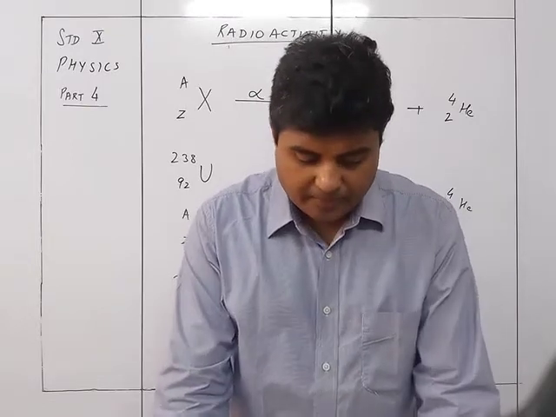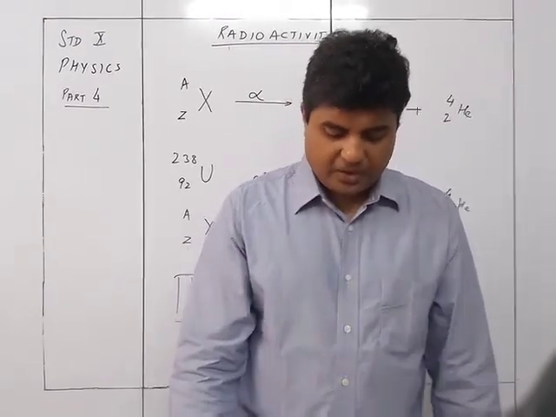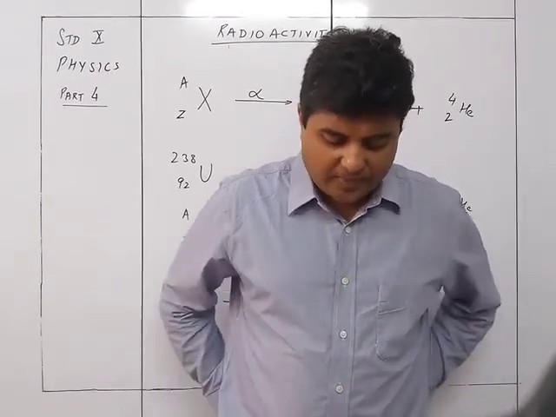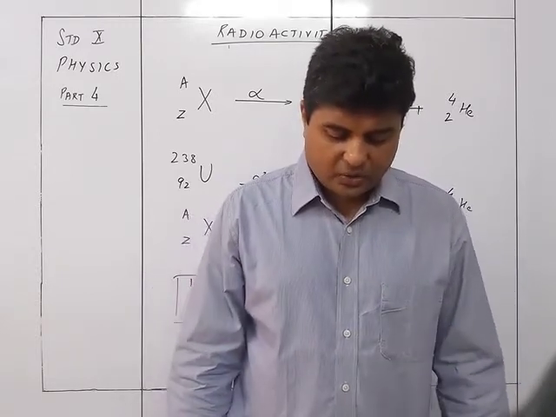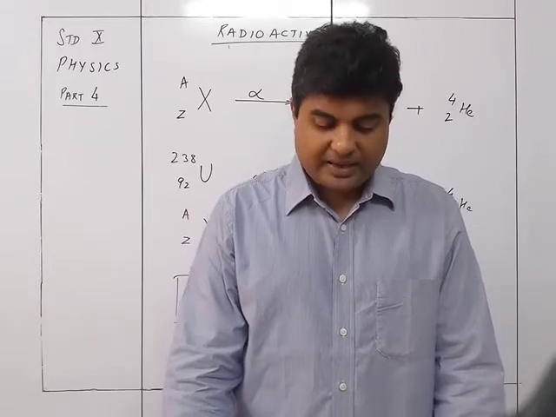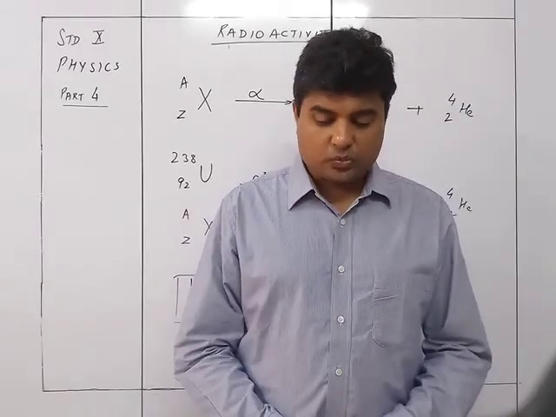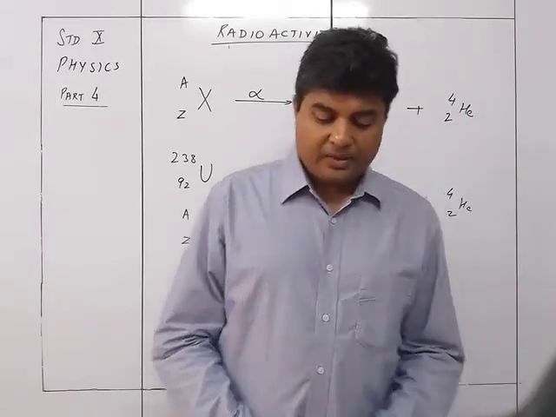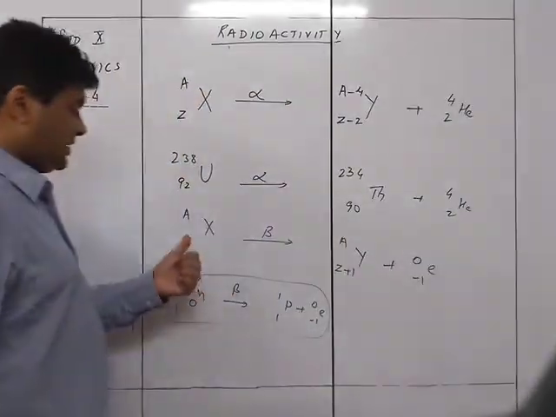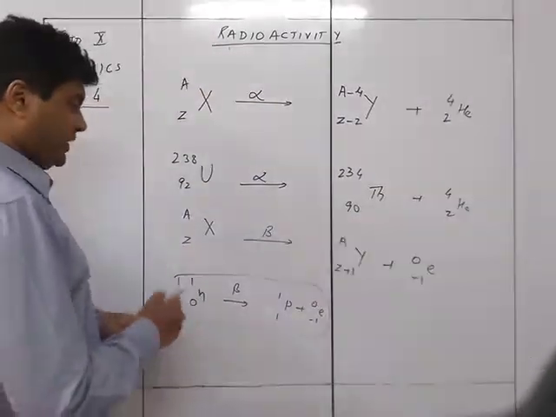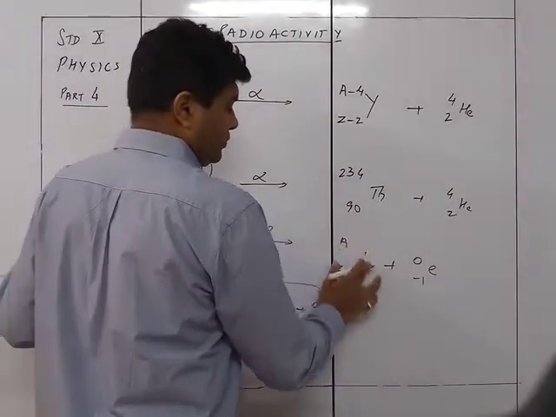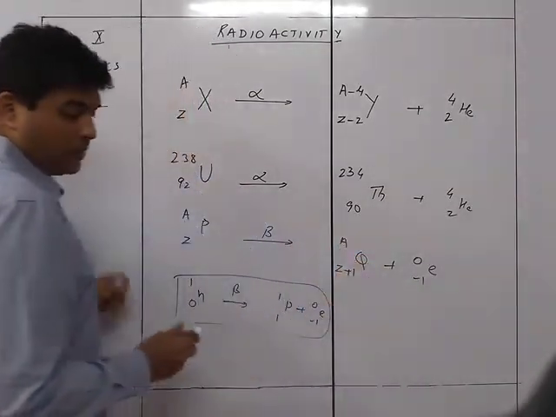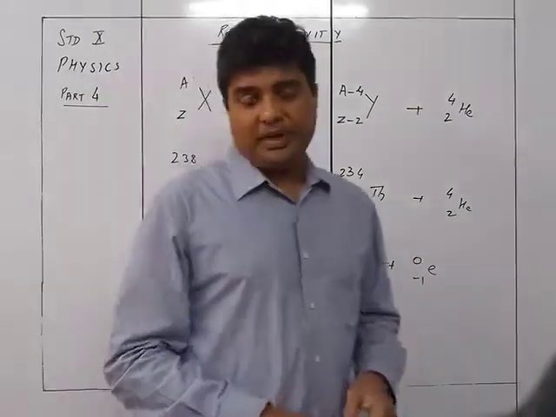If the radioactive nucleus P with mass A and atomic number Z emits a beta particle to form a daughter nucleus Q with mass A and atomic number Z plus 1, the change can be represented by P with A and Z, which I had written as X, so I will make this P, giving Q with A and Z plus 1, plus an electron.